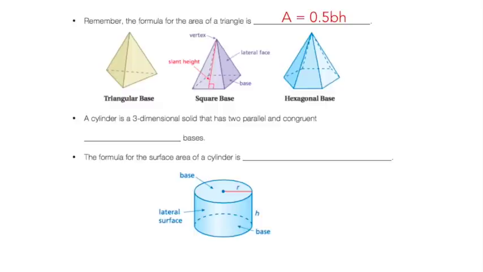So a cylinder is a three-dimensional solid that has two parallel and congruent circular bases. The formula for the surface area of a cylinder is 2 times pi times the radius times the height, and that takes care of the lateral surface. And then to that, we want to add 2 times pi times the radius squared, and that takes care of both of the bases, the top and the bottom.